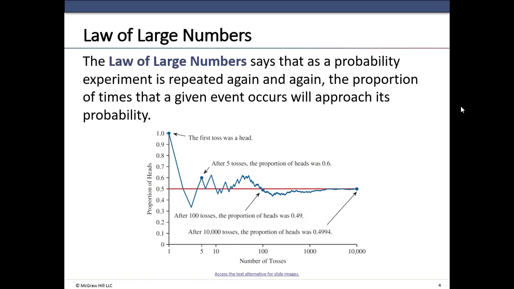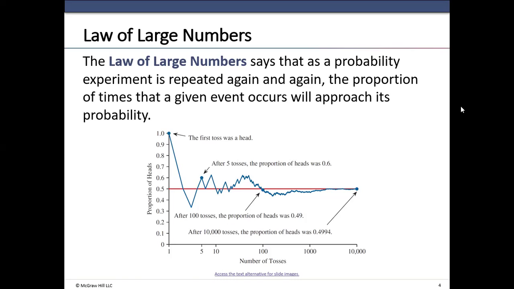So here you see a plot where on the horizontal axis you have plotted the number of times you toss a single coin, and on the vertical axis you have the proportion of heads. The red horizontal line is located at y equal to 0.5, the theoretical proportion of heads in the long run, as we discussed in the previous slide, which is half or 0.5.